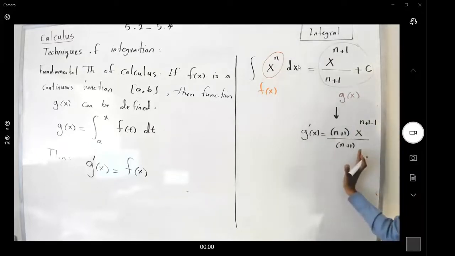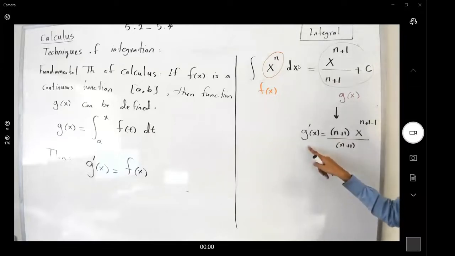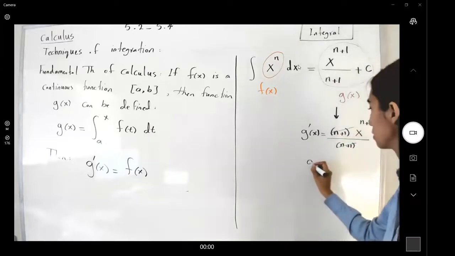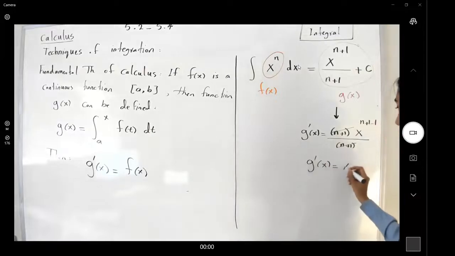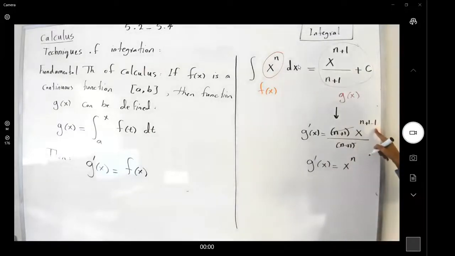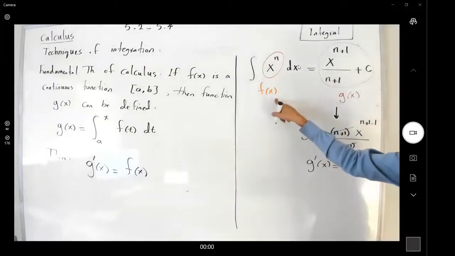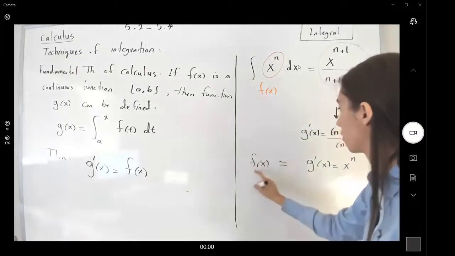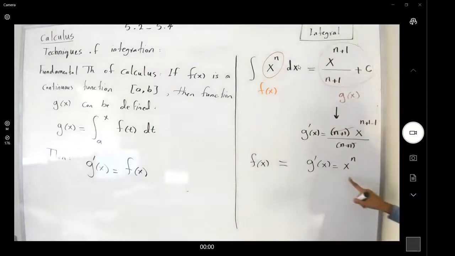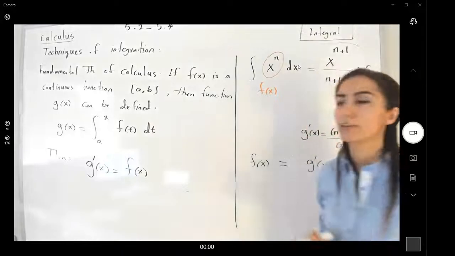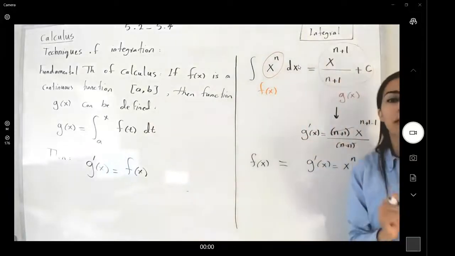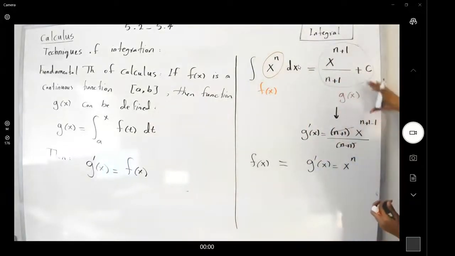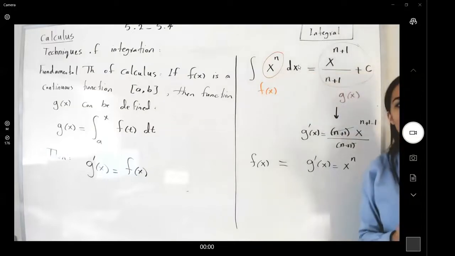So on the right-hand side, the derivative of g, if I cancel out these two, is going to be x to the n. 1 minus 1 is equal to 0. Is it equal to f? Of course. You just write, see this here: f of x is equal to g prime of x, which is x to the n. So the fundamental theorem of calculus helps us to make sure we have a correct g of x, which is related to the integral of f of x.